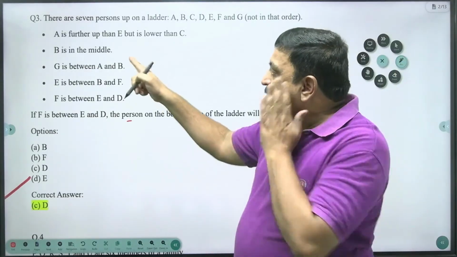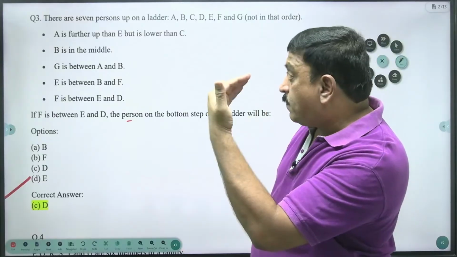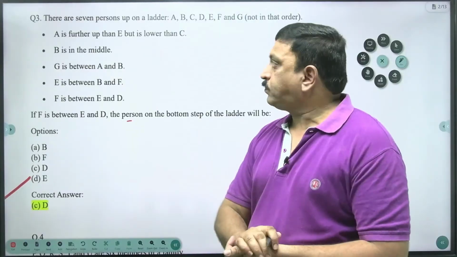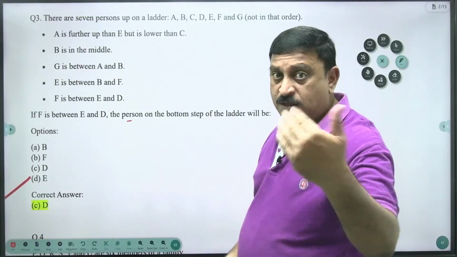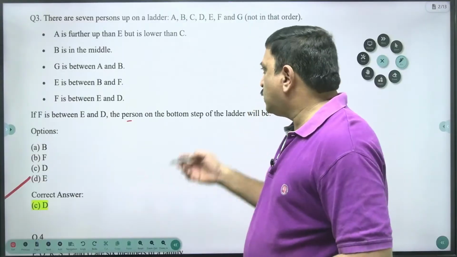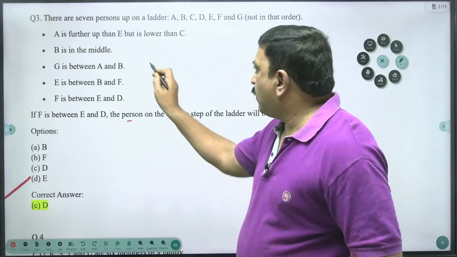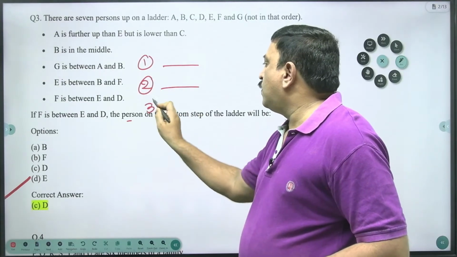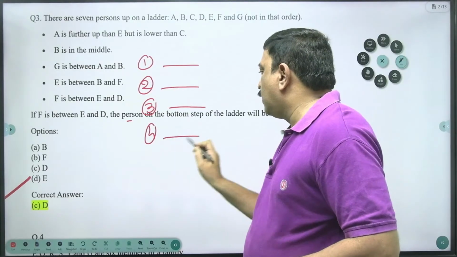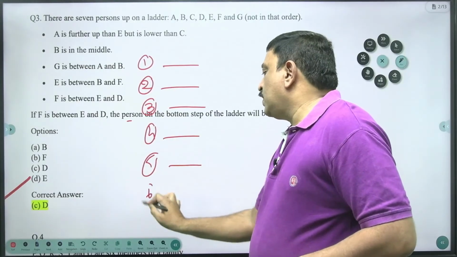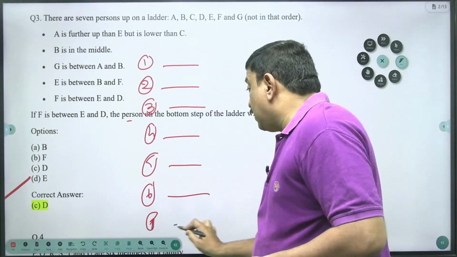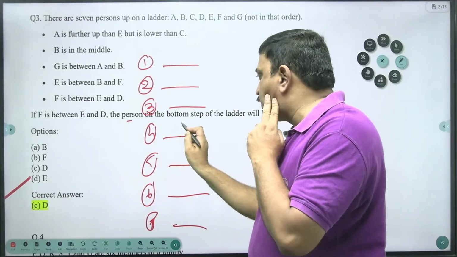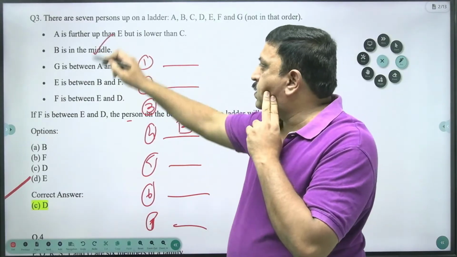A is further up than E, but E is lower than C. B is in the middle. This is what we call definite information. So let us start from here itself. I am taking first one, second one, third one, fourth one, fifth one, sixth one, and the bottom person, that is the seventh one, right. Here the definite information is B is in the middle, so out of 7, B is in the fourth position. I have used this one, tick it there.